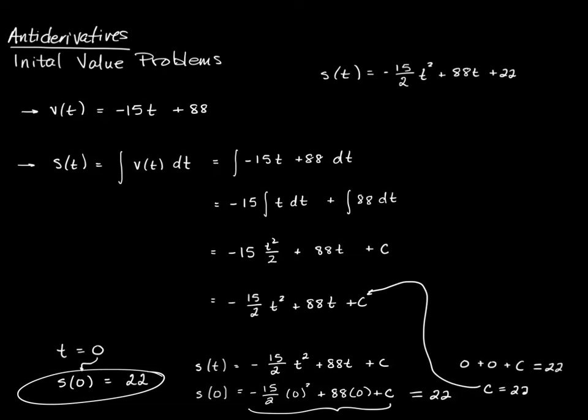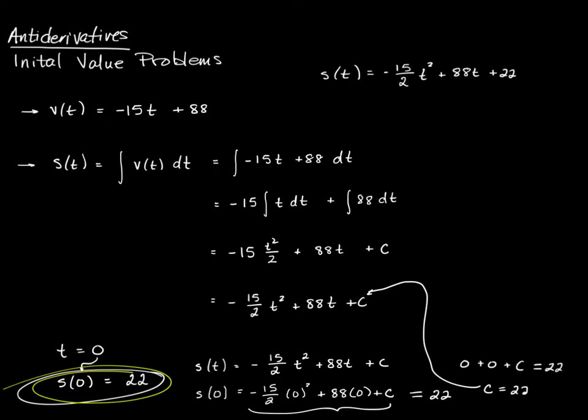This is called an initial value problem because in addition to finding the position function from the velocity function, I'm given an initial value, the position that the particle is in at time 0. With that additional information, I can find the actual position function of the particle. That's the general idea behind an initial value problem.